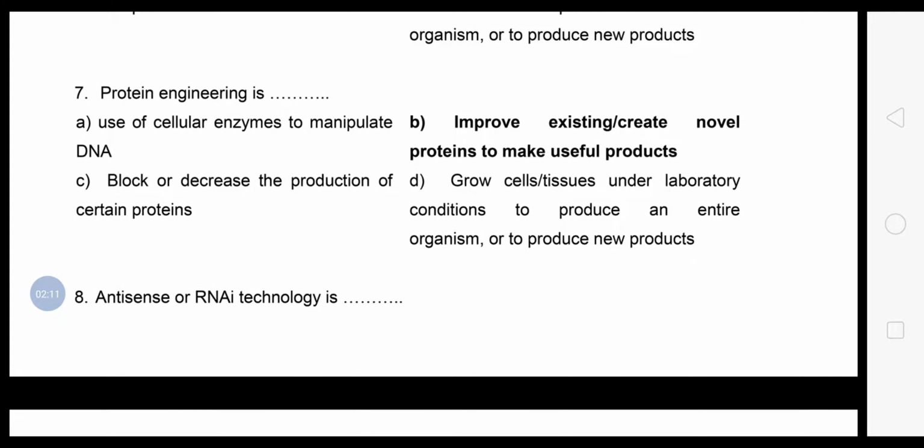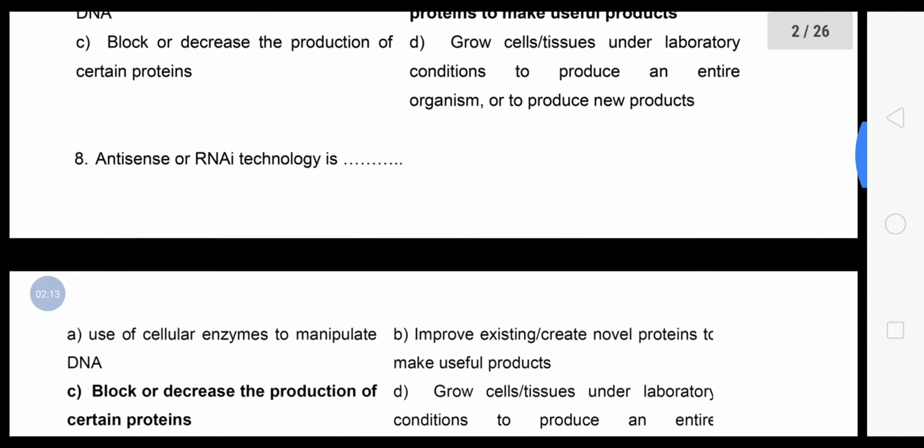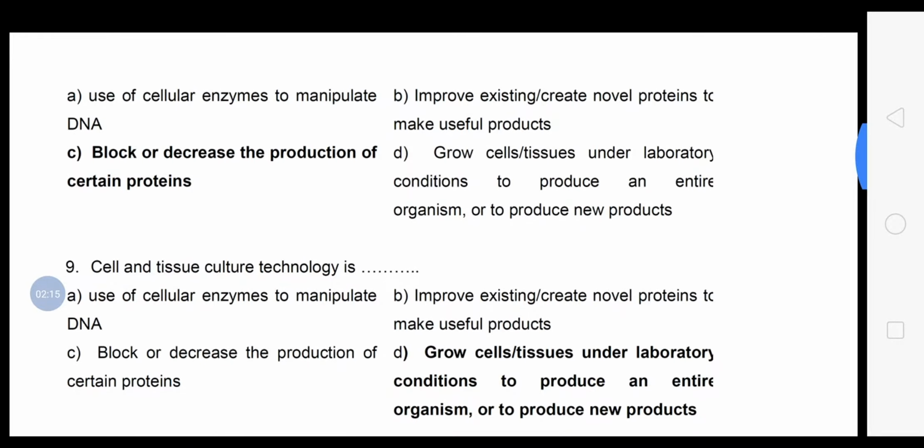Antisense or RNA interference technology, the options are: use of cellular enzymes to manipulate the DNA, this is genetic engineering. Then improving the existing or creating novel proteins to make useful products, this is for protein engineering. Then block or decrease the production of certain proteins, this is the answer for RNAi technology.